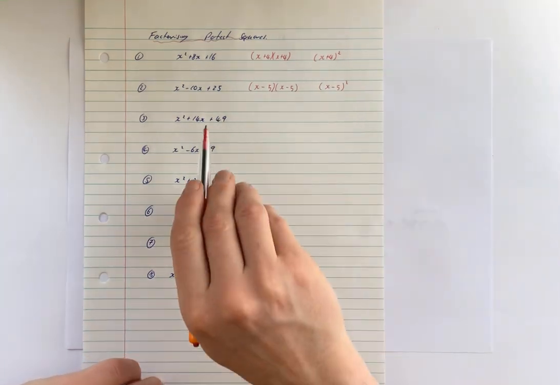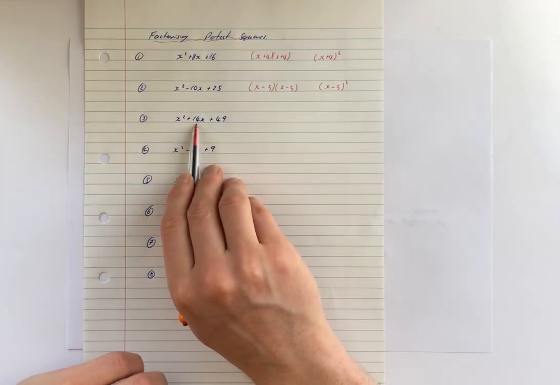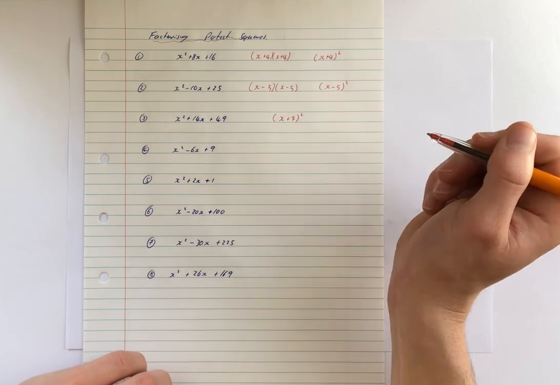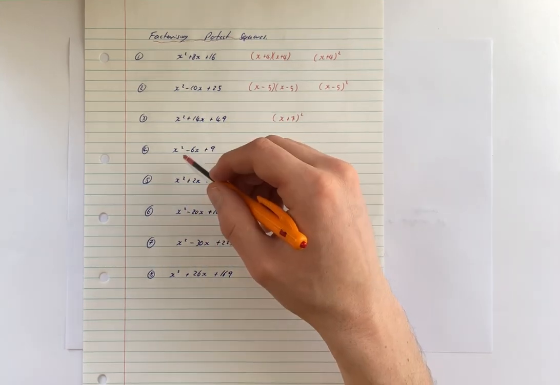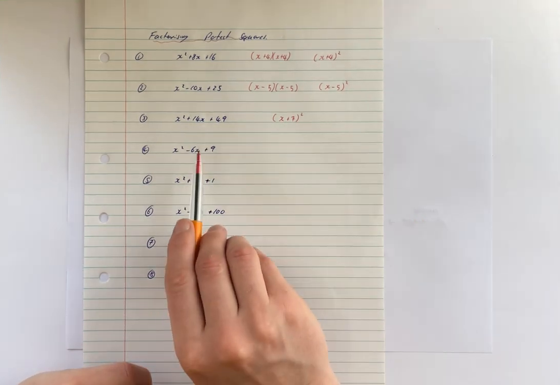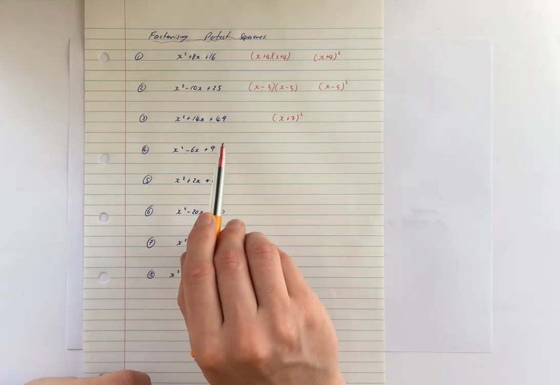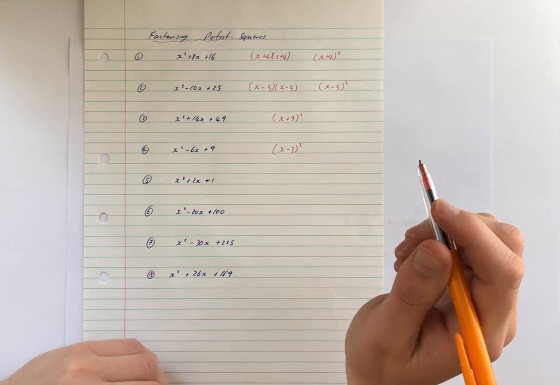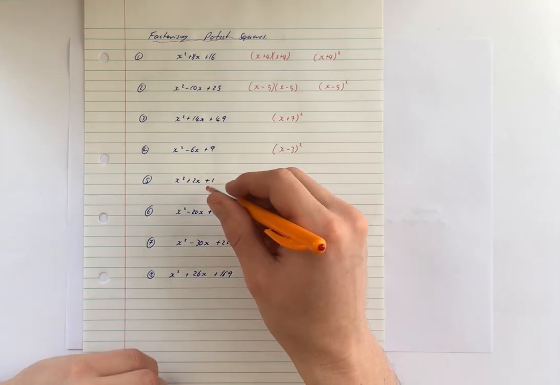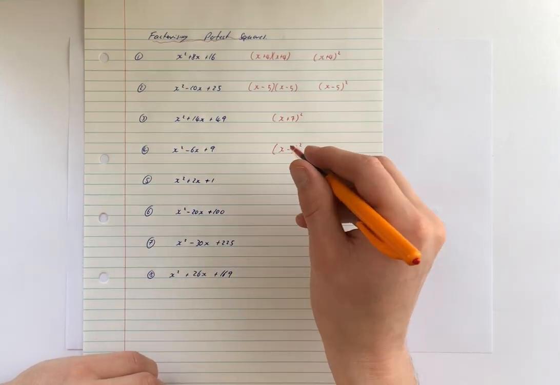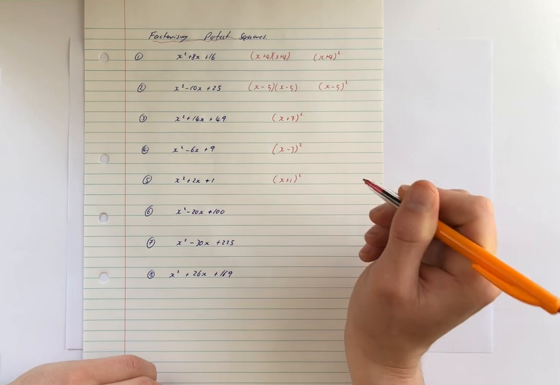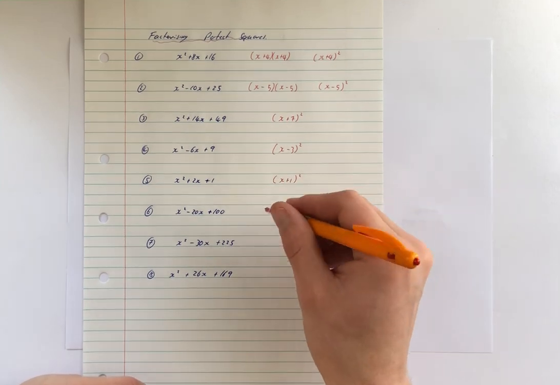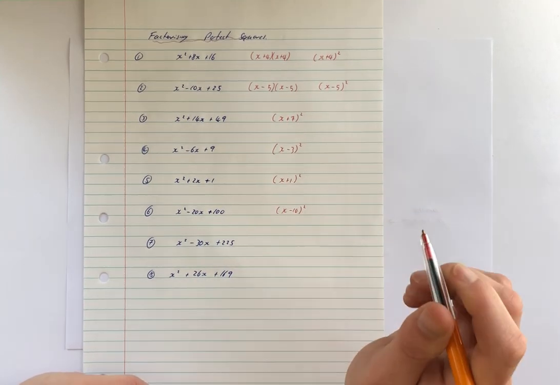It's starting to get a little easier now. So it's obviously 7 plus 7 is 14, and 7 times 7 is 49. So we know that this is going to be x plus 7 all squared. Question 4, x squared minus 6x plus 9. Well, it's obviously two lots of negative 3 give the negative 6, and 3 squared gives 9. So this is just x minus 3 all squared. Question 5, x squared plus 2x plus 1. Well, that's just x plus 1 all squared. Question 6, x squared minus 20x plus 100. That is x minus 10 all squared.